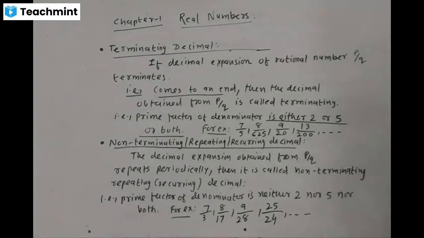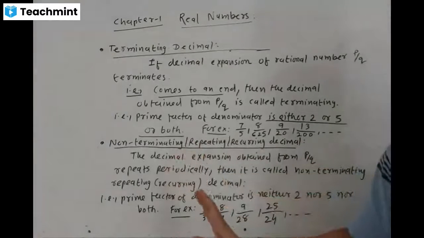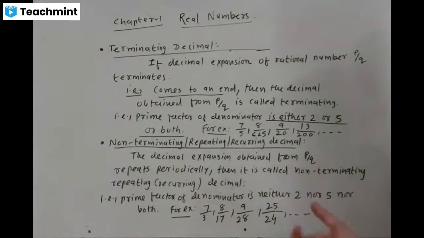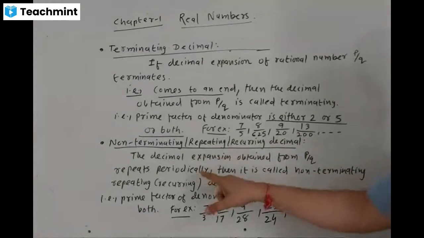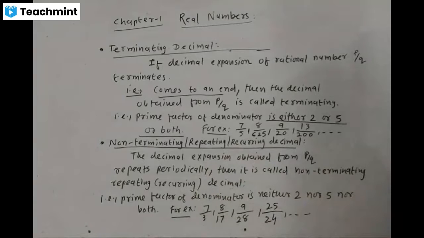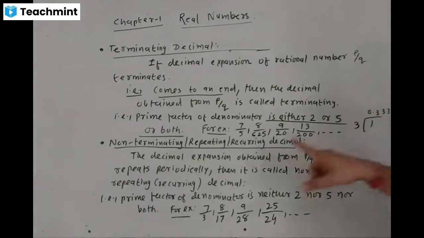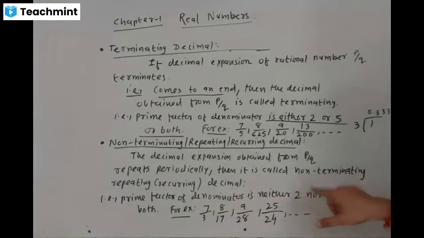And the next one, non-terminating, repeating, recurring. Non-terminating does not end; the remainder is never 0. The decimal expansion obtained from p by q repeats. Suppose the number is 1 by 3, which is 0.3333, and the remainder is never 0. Then it is called non-terminating, repeating, recurring.